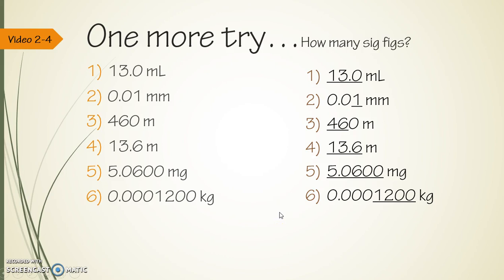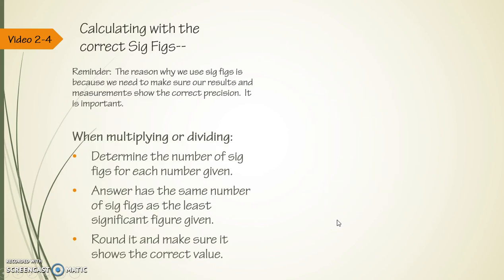Isn't this one amazing? It says 0.01 millimeters. That means that this one was estimated. So it was just a hair. It was a very, very thin measurement. Make sure that you recognize that these ones here, that's the estimated one. That is your significant one. That's important. Okay, moving on.